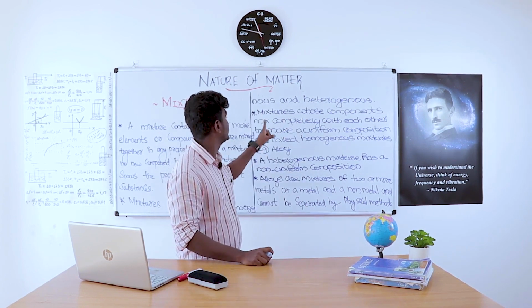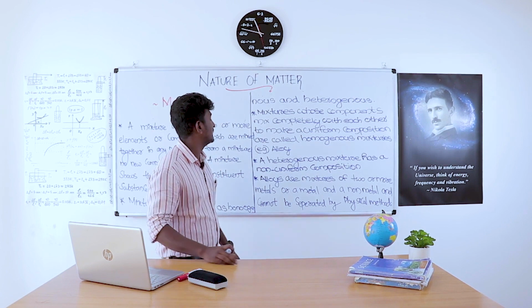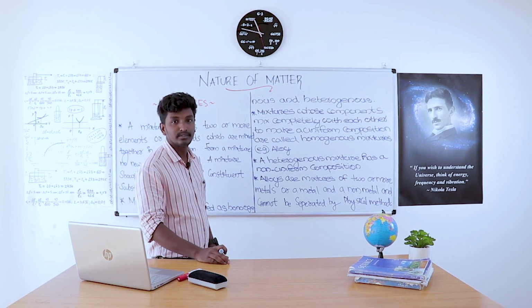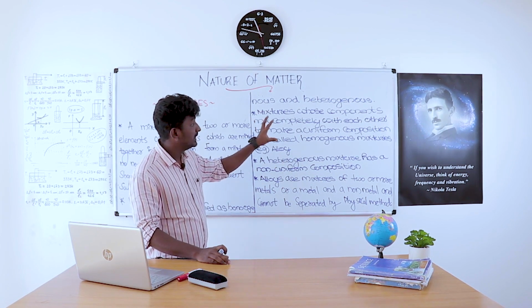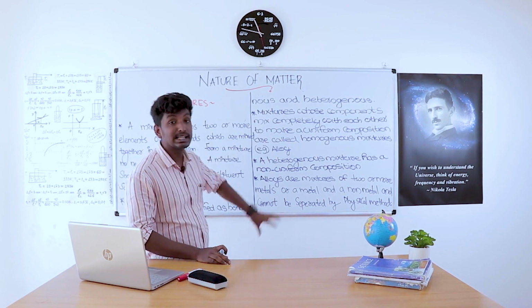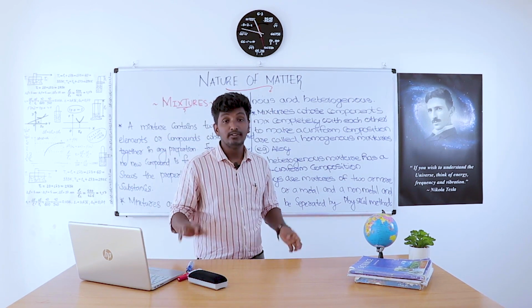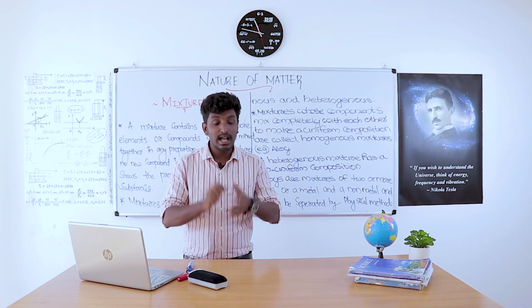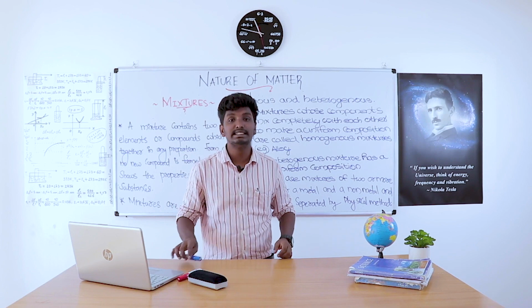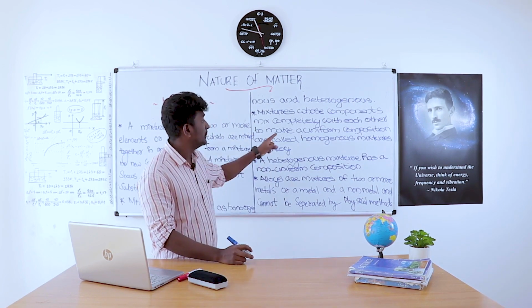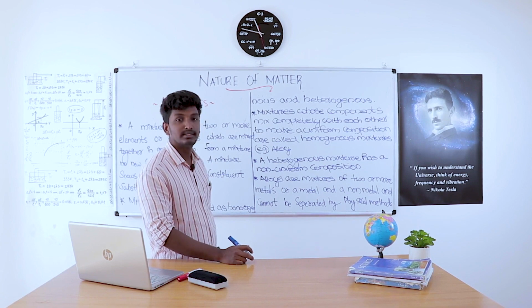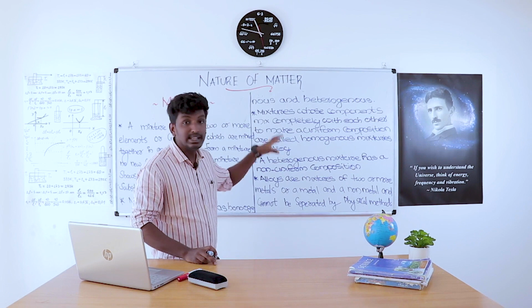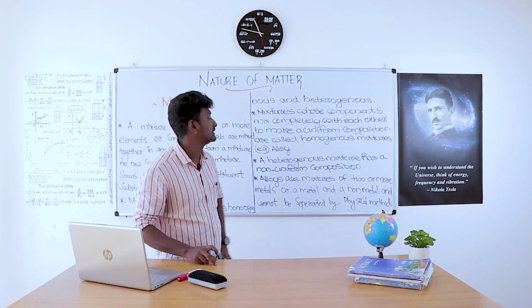Mixtures whose components mix completely with each other to make a uniform composition are called homogeneous mixtures. Listen, if we are mixing two or more elements or compounds and they mix completely with each other to make a uniform composition, then such mixtures are called homogeneous mixtures.